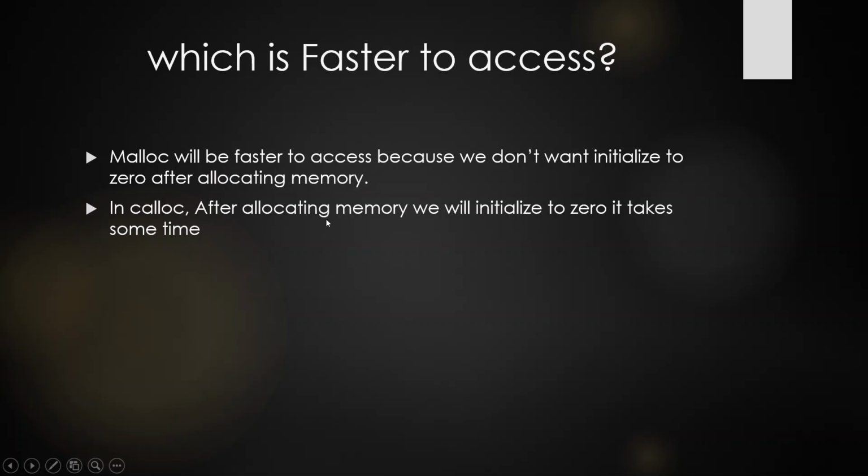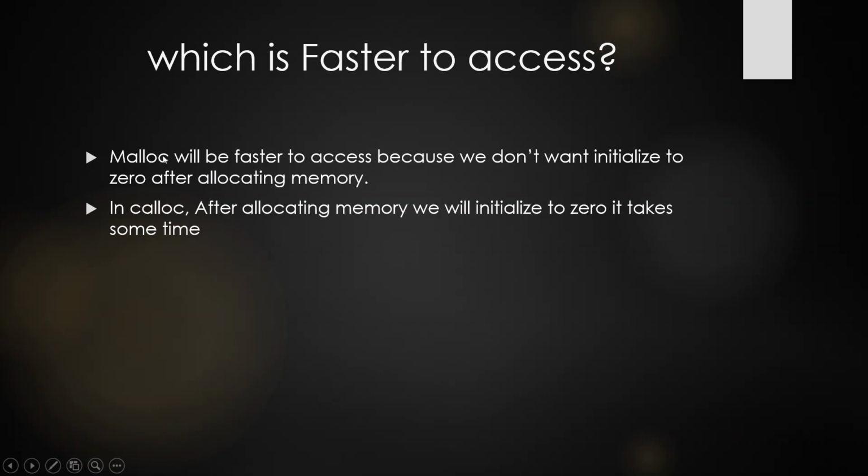In calloc, after allocating memory we initialize to 0, and it takes some time. In calloc, after allocating memory, we are initializing to 0 first, and then we are inserting elements depending upon our program. Correct? We are doing 3 steps. Dynamic memory allocation is the first step, initializing to 0 is the second step, and the third step is inserting elements in the memory. Clear?